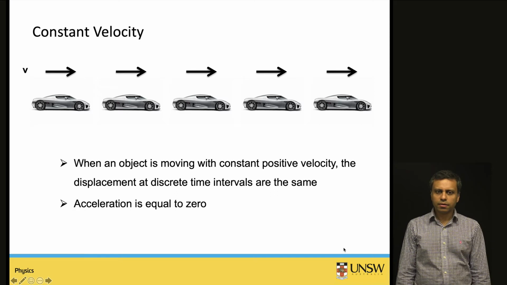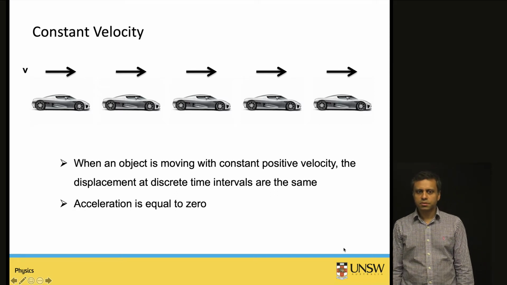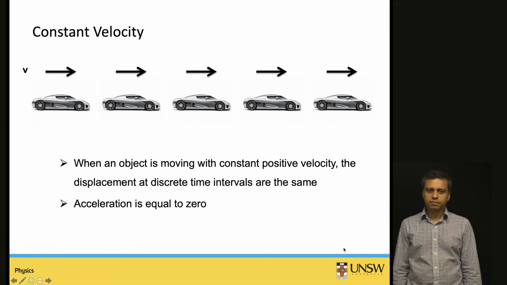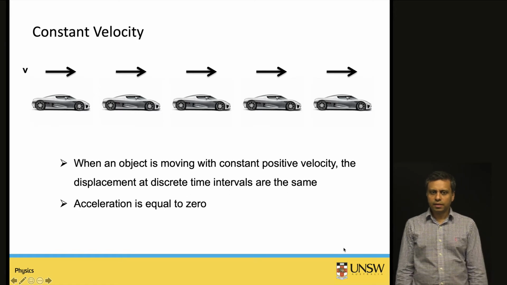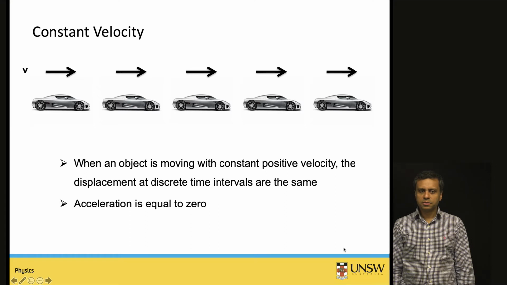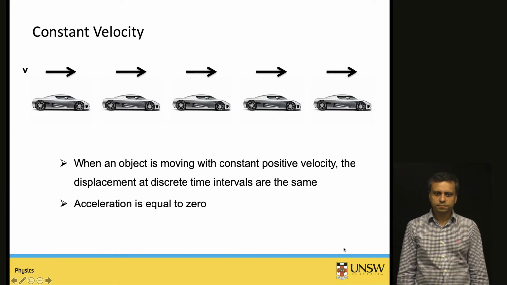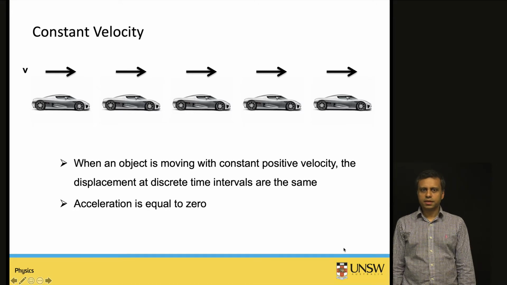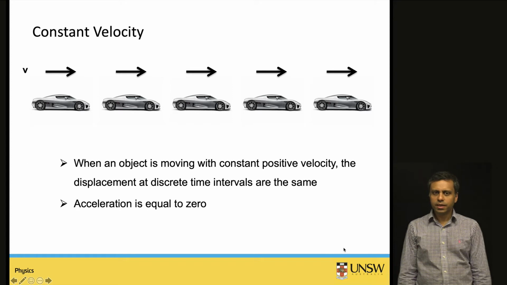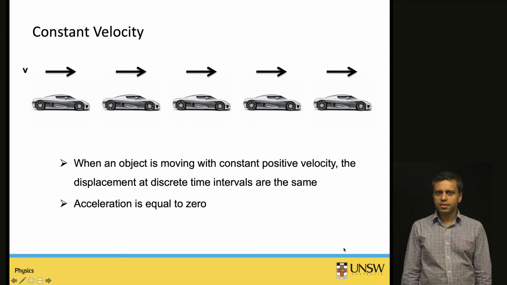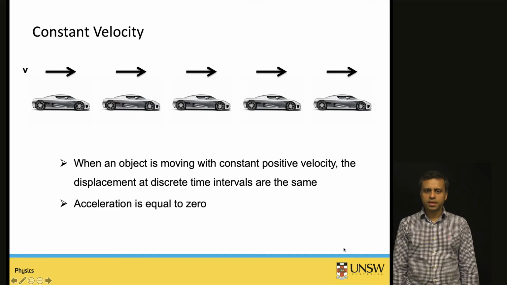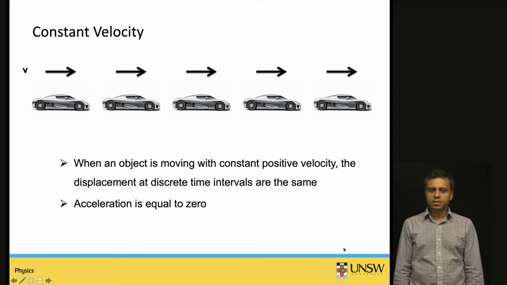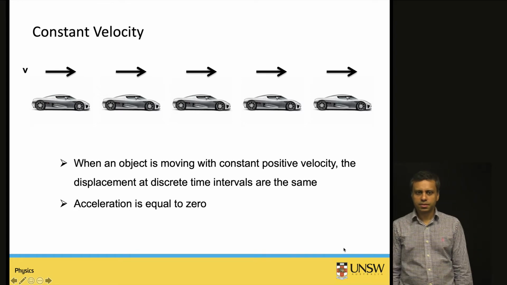First, a case of constant velocity. So you see a car traveling at constant velocity represented by these vector arrows. And notice that the arrows are of same length. They don't change in size. That means the velocity is constant. So when the velocity is constant, what is the acceleration? Acceleration is given by change in velocity over change in time. And the velocity is not changing over time in this case. So the acceleration is equal to 0 in this case.